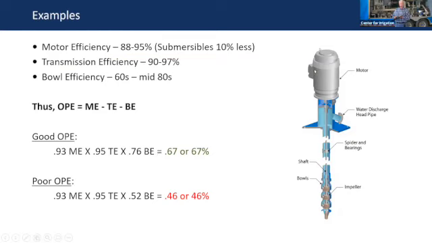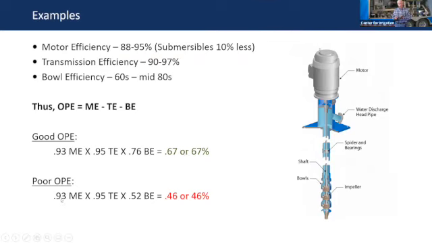So let's say usually the motor's using around 88 to 95%. Your transmission is somewhere in 90 to 97 if everything's working right. And hopefully if your bowls and impellers are working well, you're in the 60s into maybe the mid to high 80s on some higher, bigger horsepower pumps. On this small horsepower pump, it's much less efficient. But I put an example here: 93% motor efficiency times 95% transmission times 76 bowl. The OPE of a pumping plant then would be something like 67. That would mean excellent efficiency for an irrigation pump.